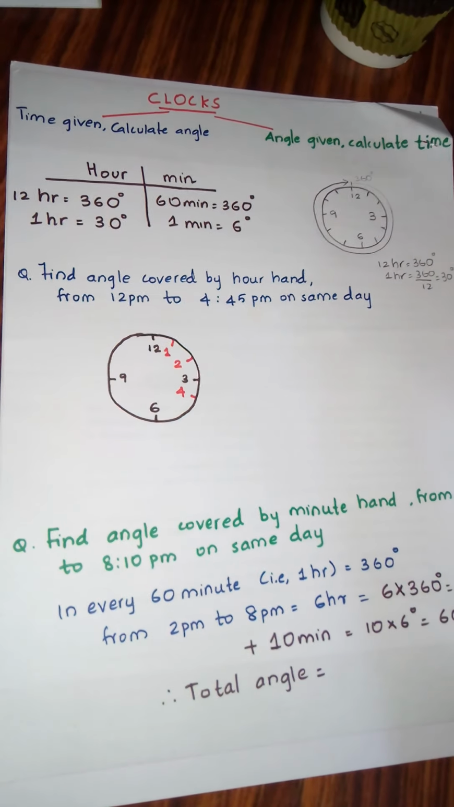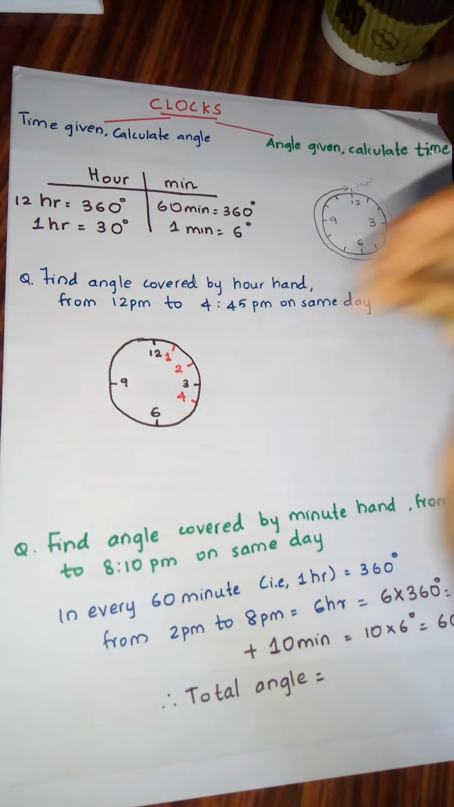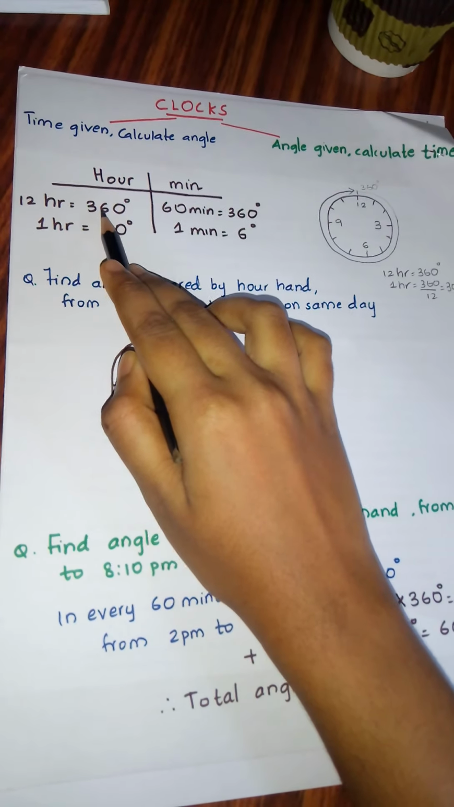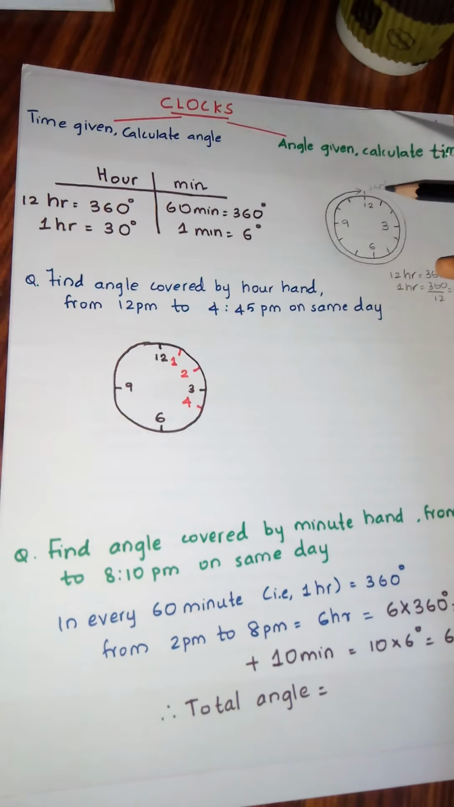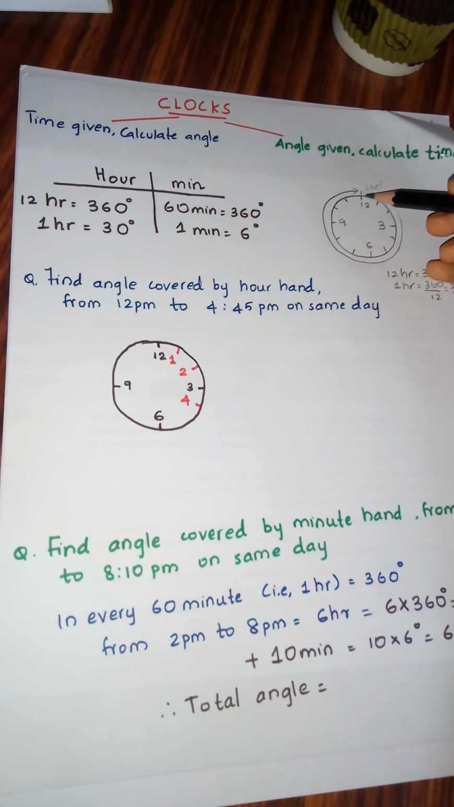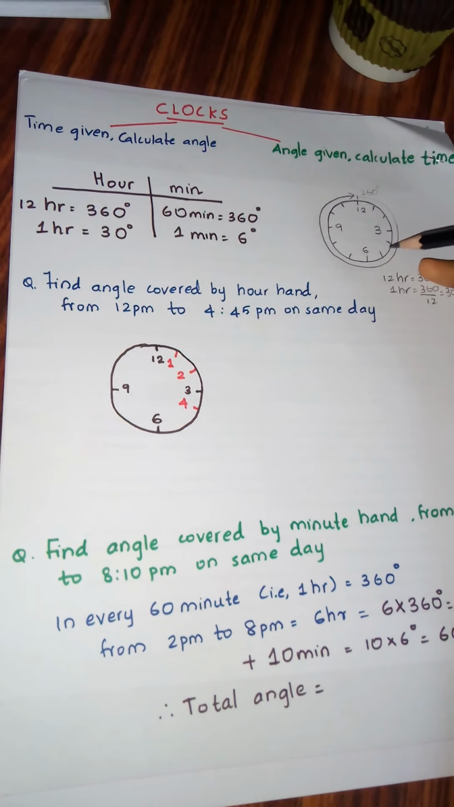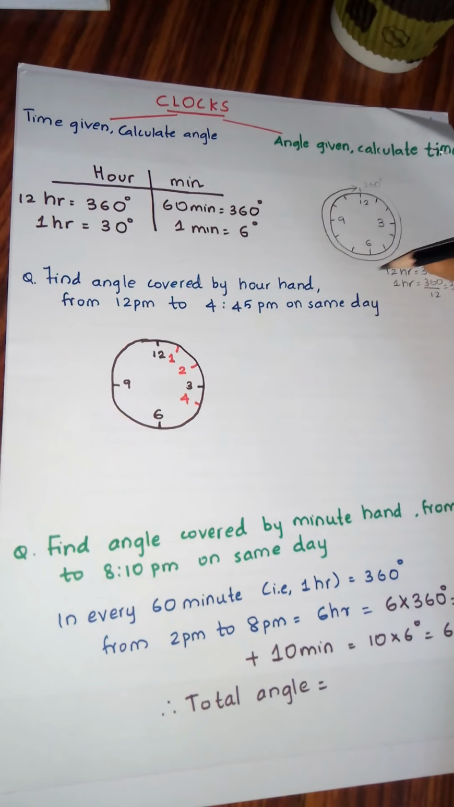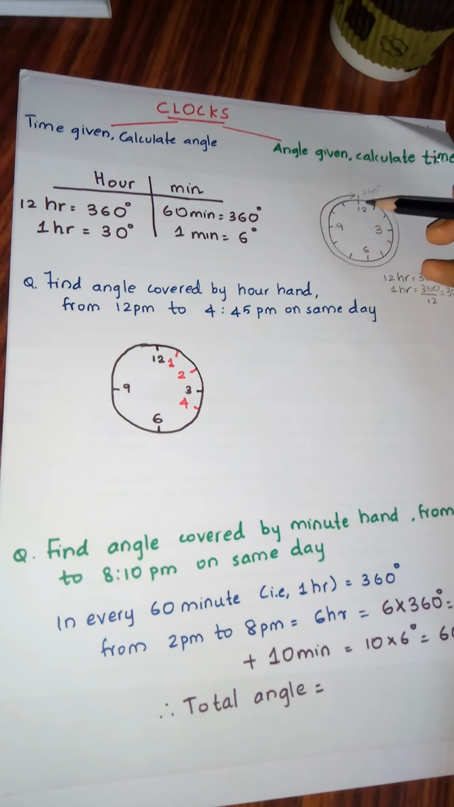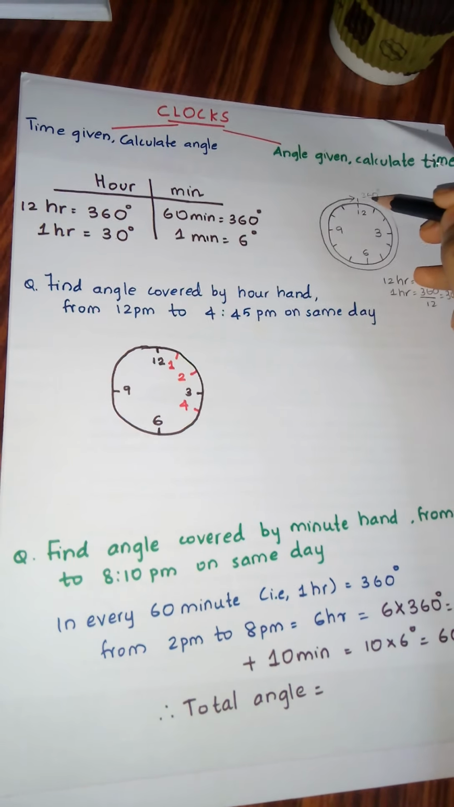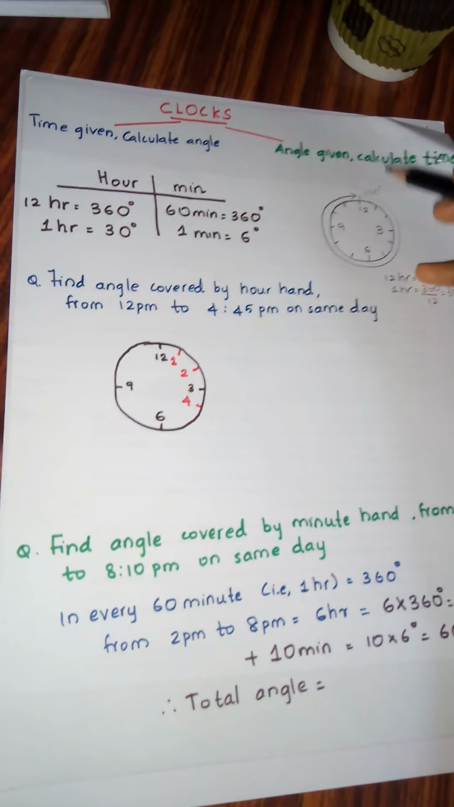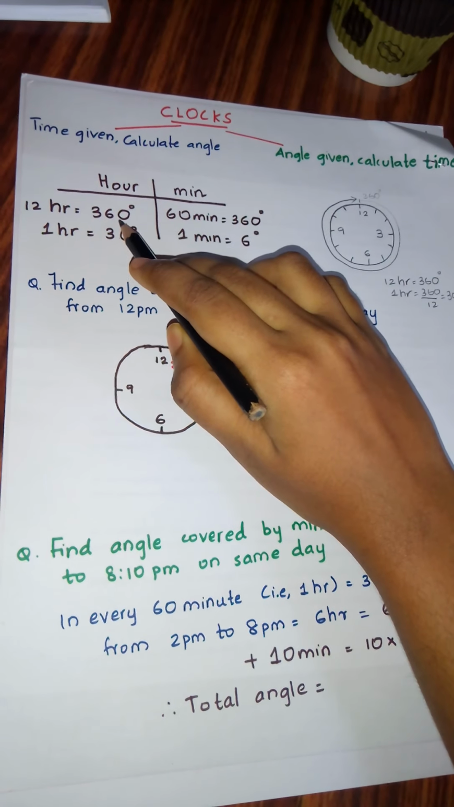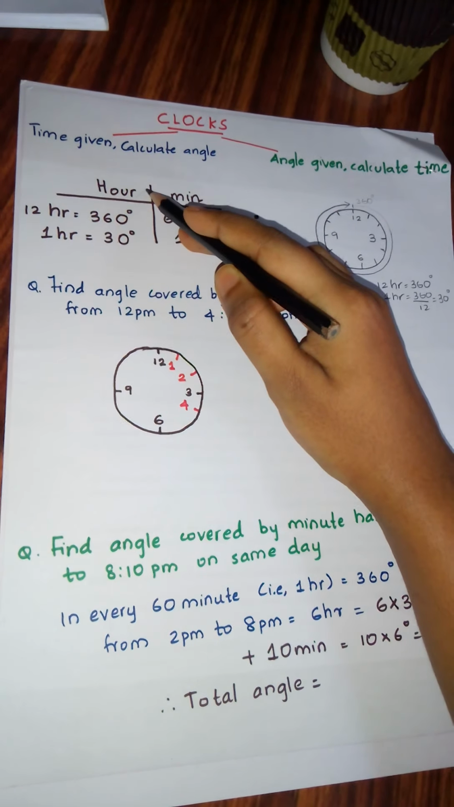We all might be knowing that, but still for the people who don't know, when 12 hours is completed, the angle swept is equal to 360 degree. That is, when the hour hand moves from 12 and it sweeps all the way through and reaches here, it is just like completing a circle. And we know that the angle subtended by a circle is 360 degree. Same way, when 12 hours are completed, the angle swept by the hour hand is equal to 360 degree.